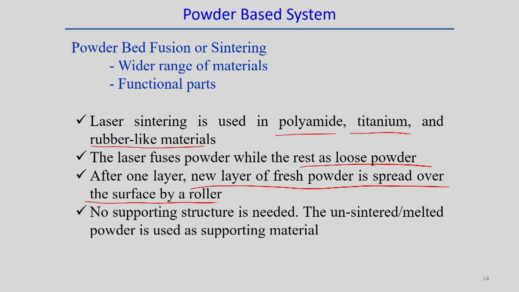Of course, in these cases no supporting structure is required to support the part. Basically, the unused powder, the unsintered or unmelted powder, is used as a supporting material. So, it is not necessary to add supports. This is the principle of the powder bed fusion or sintering process.